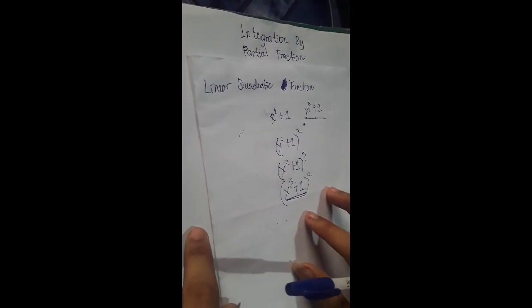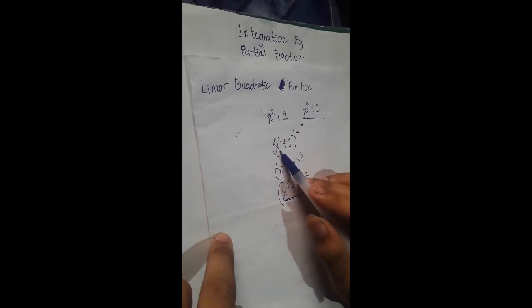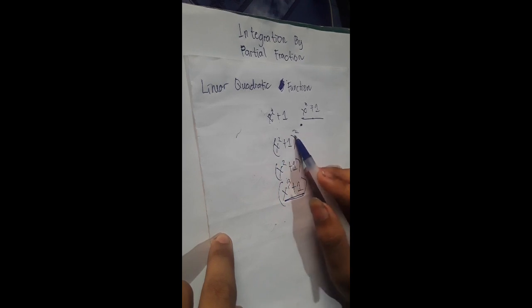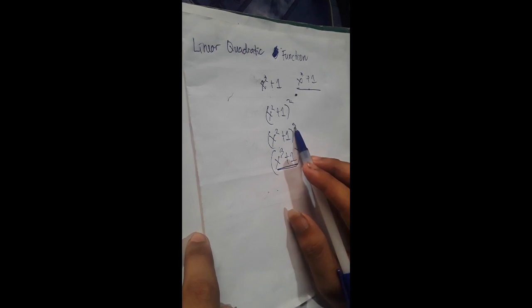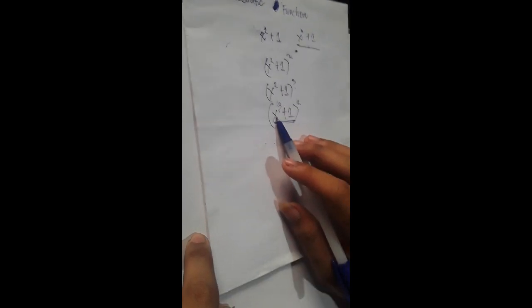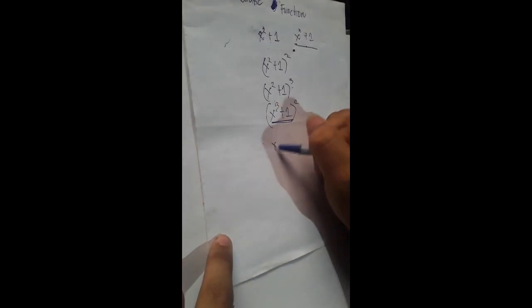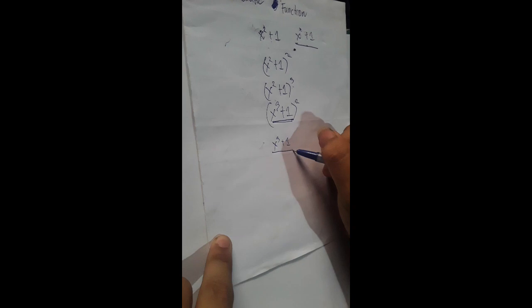For the quadratic function, I have here x squared plus 1, and we also have a repeated quadratic function: x squared plus 1 to the power of 2 and x squared plus 1 to the power of 3. So this is a repeated quadratic function. This x cubed plus 1 is also a quadratic or linear function.